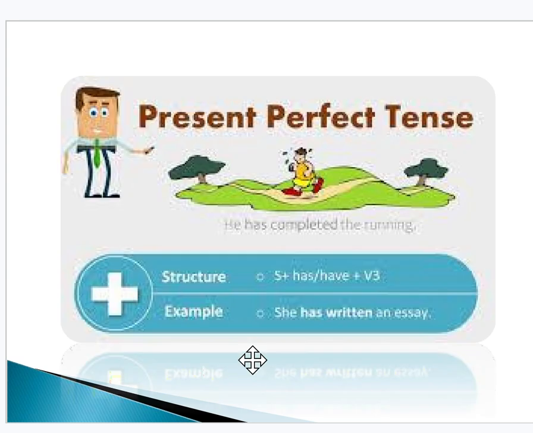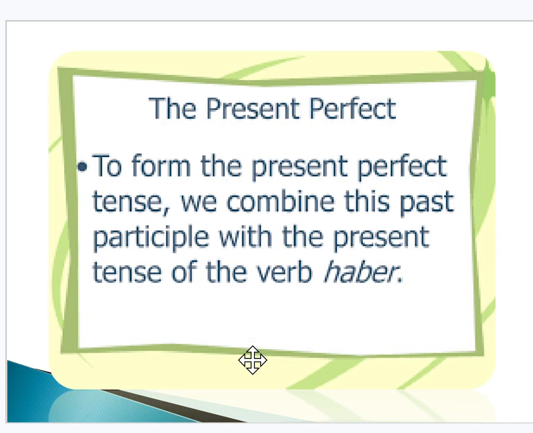Present perfect tense structure: subject plus has/have plus V3. The example is: she has written an essay. To form the present perfect tense, we combine the past participle with the present tense of the verb have.